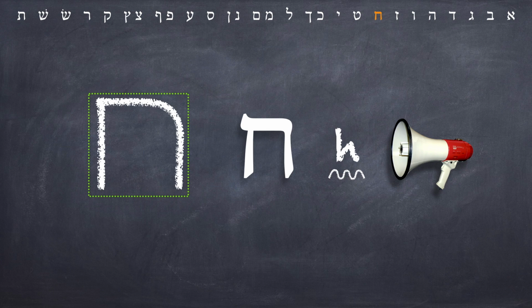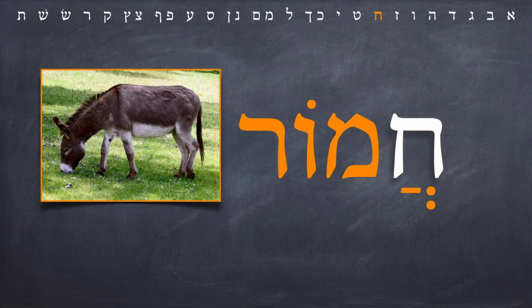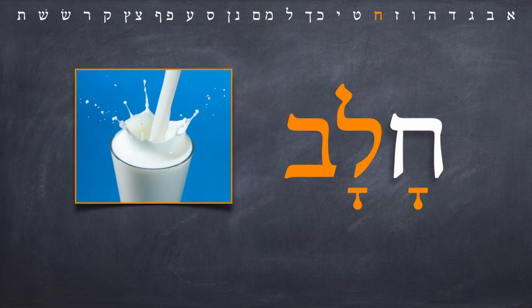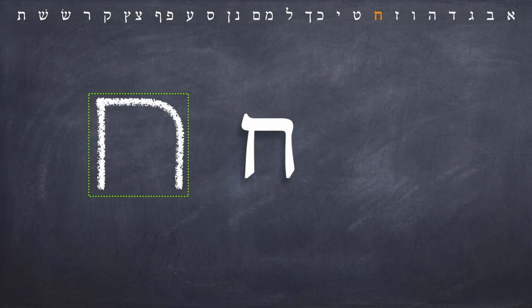Che. Here are a couple words that begin with the letter Chet. Chamor. Chalav. Chet.